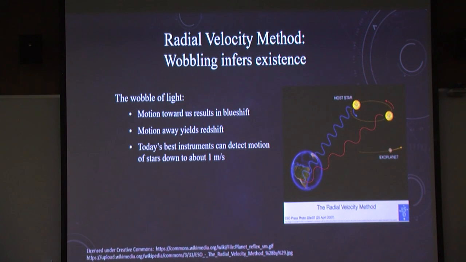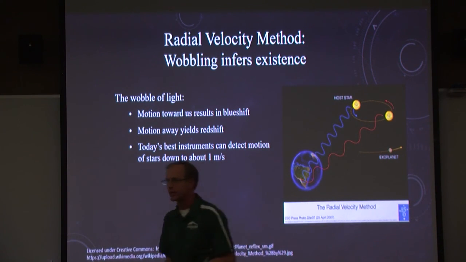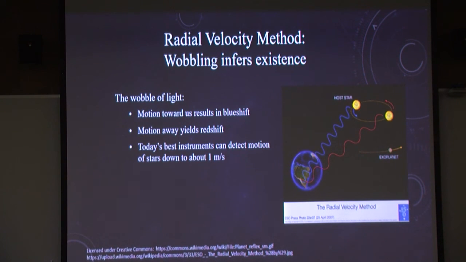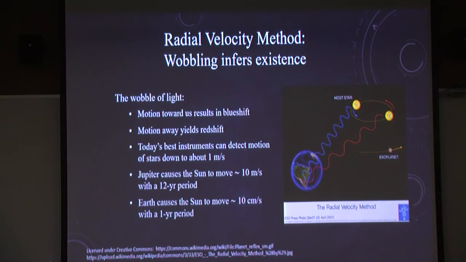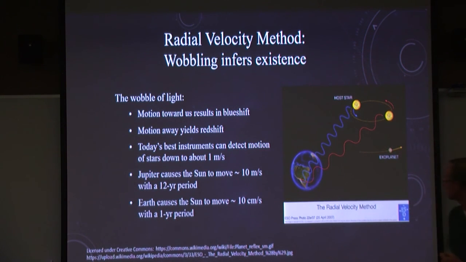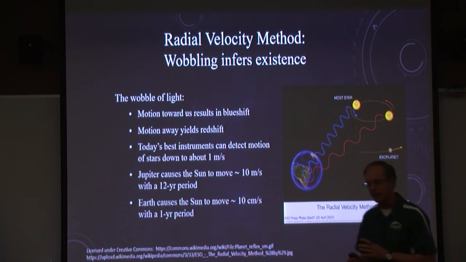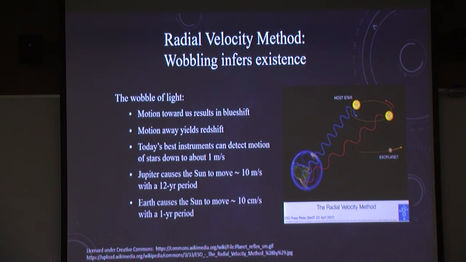And today's best instruments can detect movement of a star down to about 1 meter per second. So think about that for a moment. I mean, you have this gigantic object, this star. It's moving at 1 meter per second. That's about the pace that I walk, right? So if I'm walking at 1 meter per second, you can detect that huge object moving at that speed. If we were to set the scale with our solar system, Jupiter causes the sun to move at a rate of about 10 meters per second. So that's actually a pretty good detectable signal there. The Earth causes the sun to move at about 10 centimeters per second. So 10 centimeters, about that far. So the sun moves at about that speed back and forth, but it's over a 1 year period.